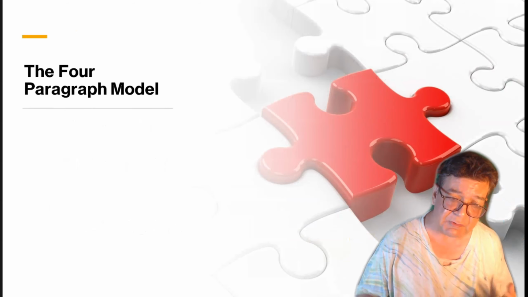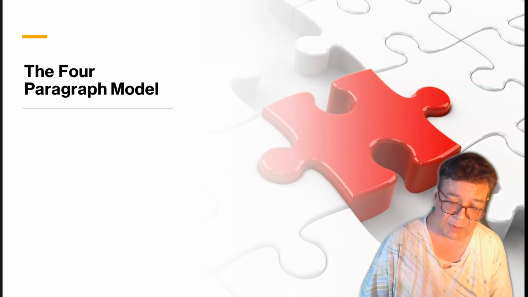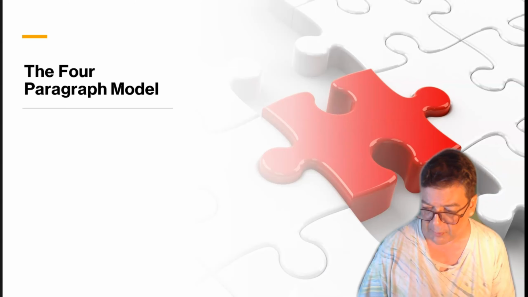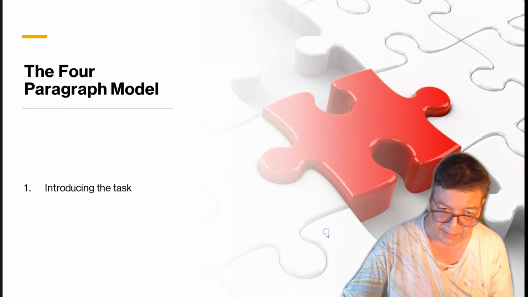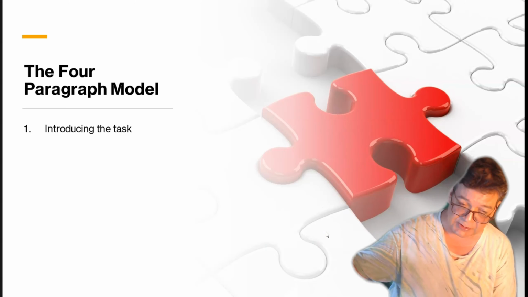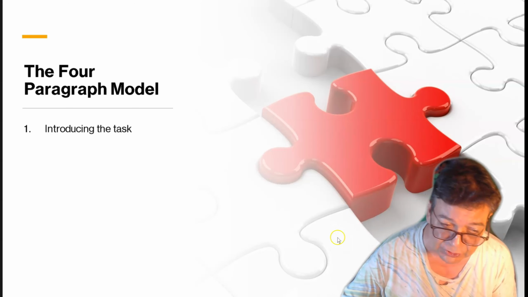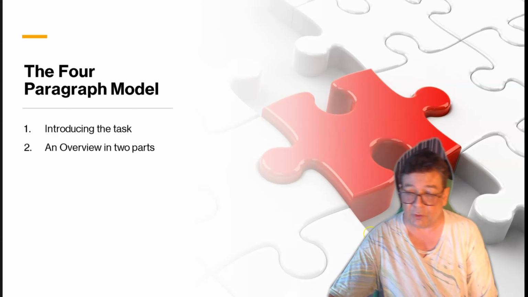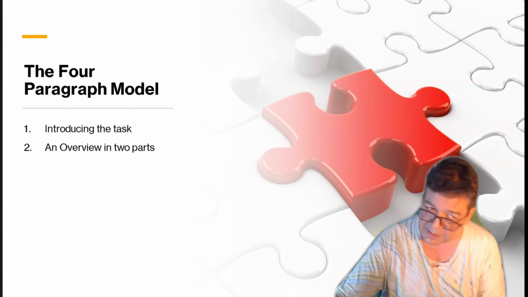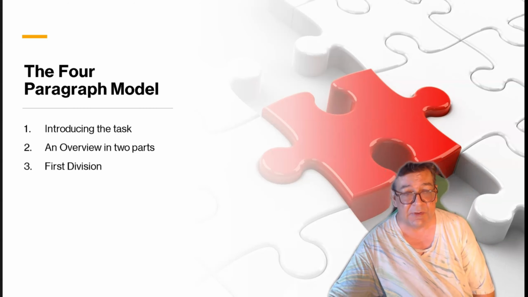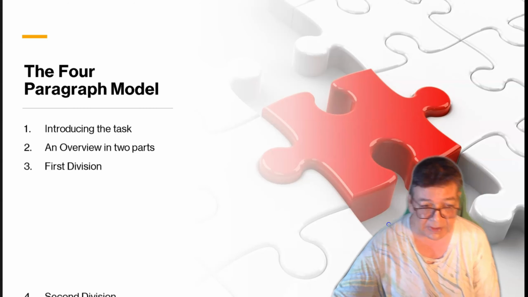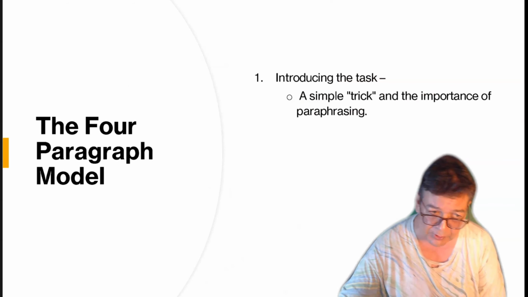Now, most IELTS instructors will recommend using a 4-paragraph model. This has sort of become the standard. And the first part is introducing the task, just describing what the graph shows. Then you're going to have your overview, and I add in 2 parts. Then your first division and your second division. I'll explain those more here.